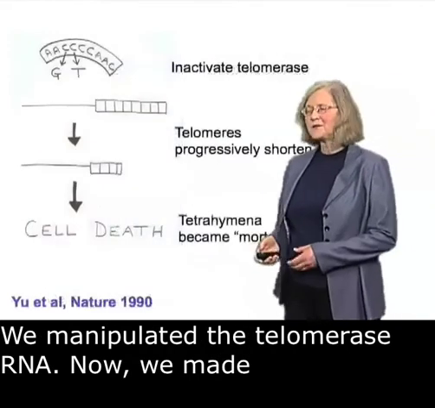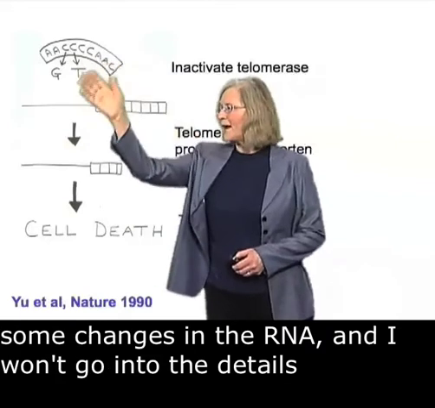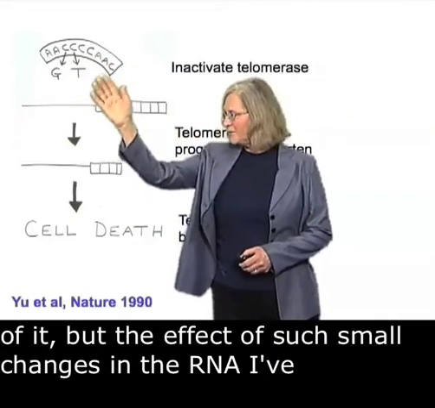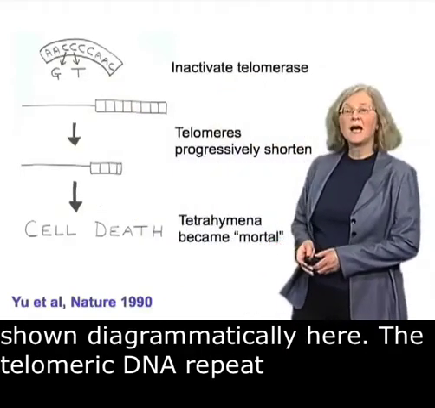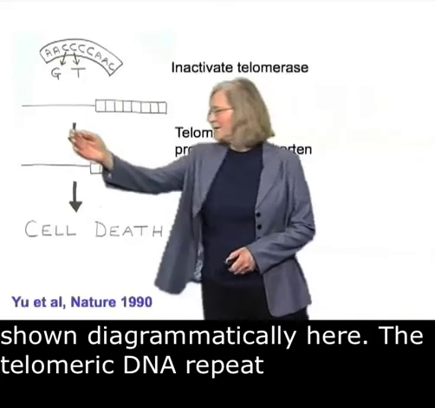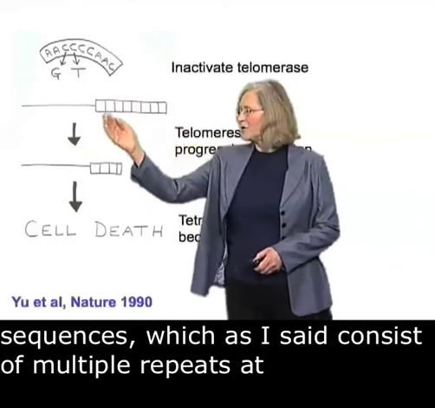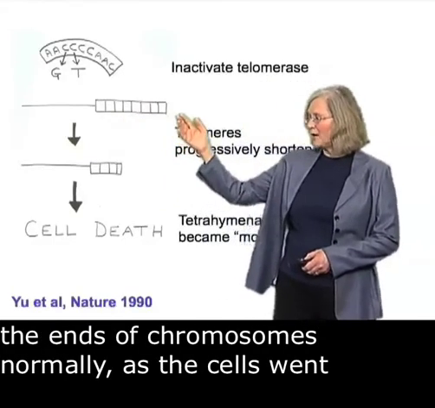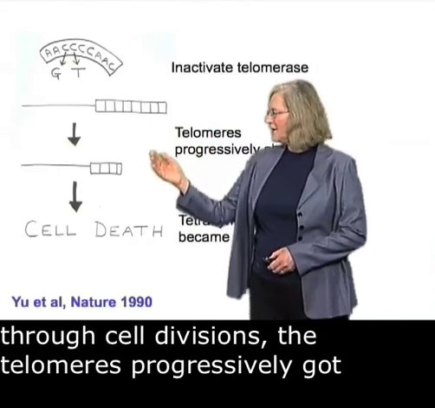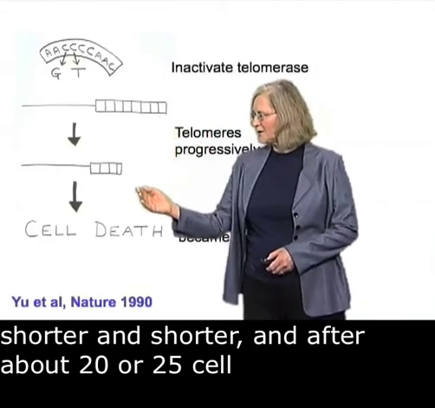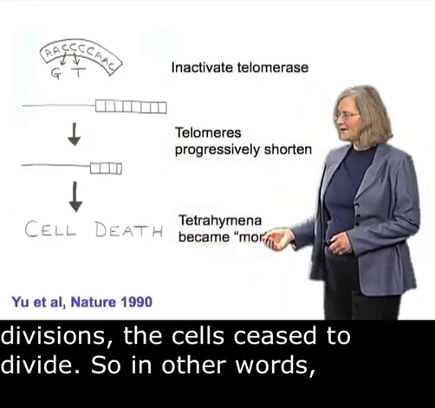We manipulated the telomerase RNA. Now, we made some changes in the RNA, and I won't go into the details of it, but the effect of such small changes in the RNA I've shown diagrammatically here. The telomeric DNA repeat sequences, which, as I said, consist of multiple repeats at the ends of chromosomes normally, as the cells went through cell divisions, the telomeres progressively got shorter and shorter. And after about 20 or 25 cell divisions, the cells ceased to divide.